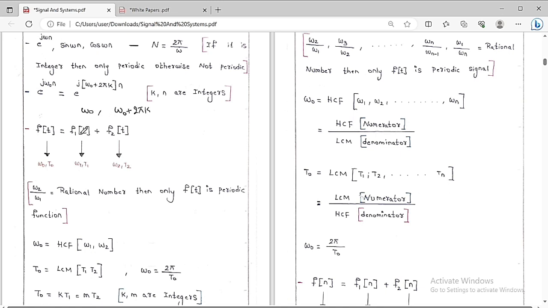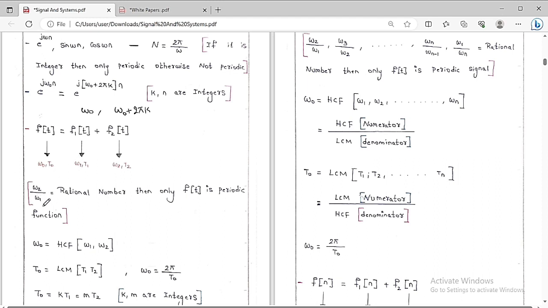So f1 of t is a periodic signal with time period t1 and frequency omega 1, and f2 of t is also a periodic signal with time period t2 and frequency omega 2. If you add these two signals, we always get a periodic signal, because the sum or difference of two periodic signals is always periodic, and its frequency is omega and time period is t0. So I want to obtain t0 from these. Suppose the ratio of omega 2 by omega 1 is a rational number, then only f of t is a periodic function.